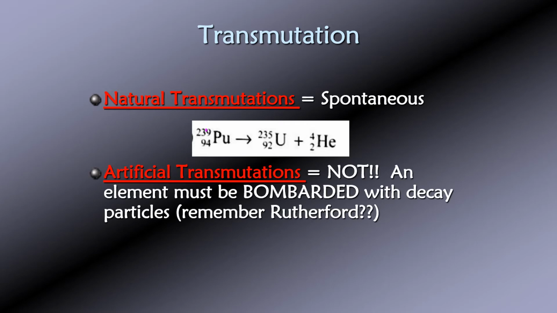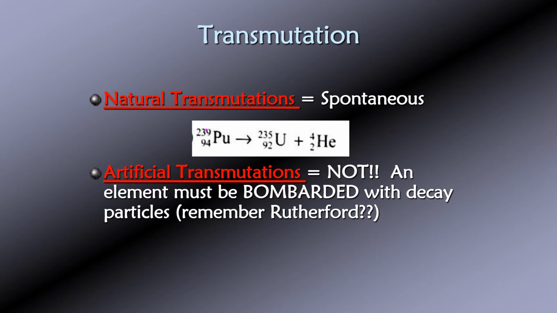And then artificial transmutations are when you have a radioisotope and it cannot be spontaneous. It cannot decay on its own. So you have to bombard that radioisotope with some sort of other decay particle, and then it can go ahead and decay something else and convert into another type of isotope.